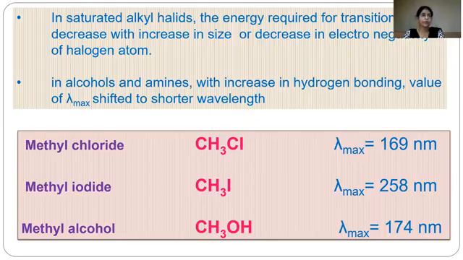The energy required for transition decreases with increase in size or decrease in electronegativity. When the electronegativity is higher, it is difficult to excite the electron, so it requires higher energy and shows absorption at lower wavelength. That's why methyl chloride shows absorption at 169 nanometers.